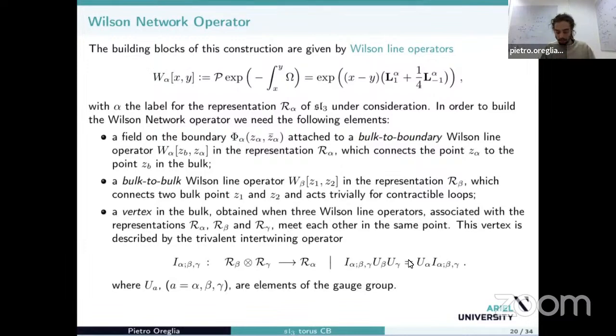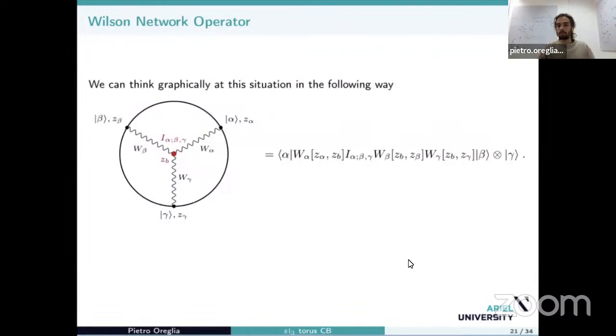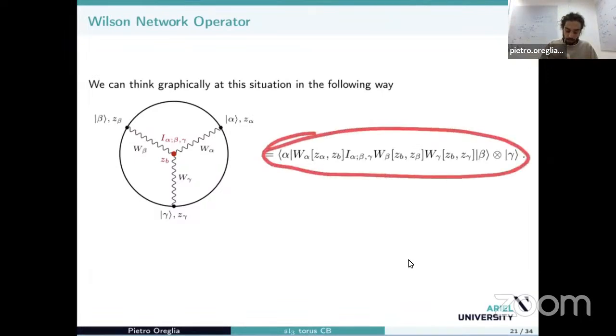Consistent with gauge transformations. Here, of course, U is an element of the gauge group in the different representations that we label with alpha, beta, and gamma. So, just to give a graphical picture of what we are going to construct, this is the picture essentially. On the boundary, we have three different states at three different points, associated to three different representations. From each point on the boundary, a Wilson line starts, and three Wilson lines of this kind can meet each other at a point in the bulk. And so the quantity that we are going to associate to this kind of construction is this matrix element here.